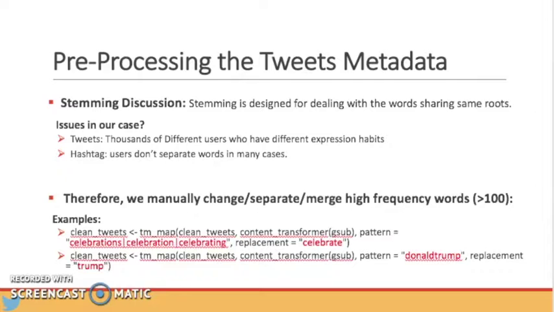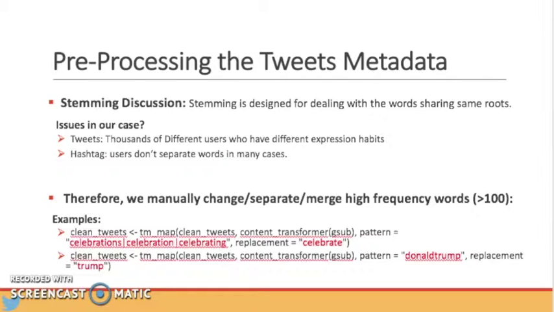After the initial pre-processing, we would like to find an approach to better deal with the words sharing the same word roots. Stemming is an option because stemming can extract the word roots from multiple words that have similar meanings. But the issue here is that tweets came from thousands of different users who probably have different expression habits, which means they made various transformations of similar words. This makes the stemming function built in R not work effectively.